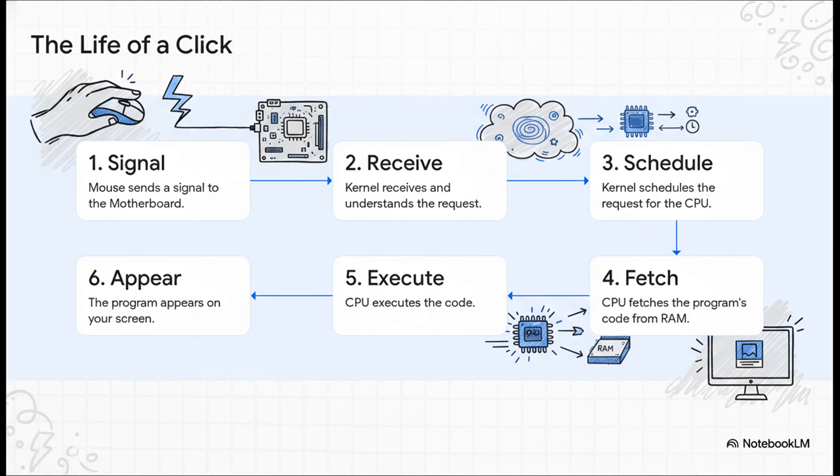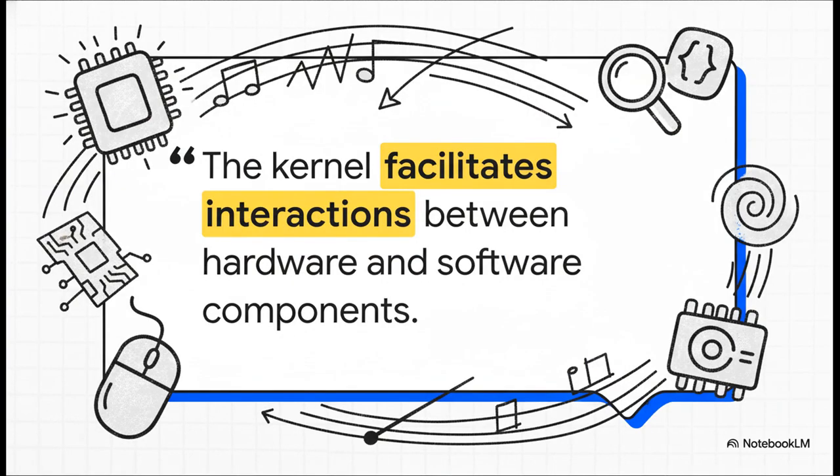The kernel, which is always watching, picks up that signal, recognizes it as a request to launch a program, and shoves it into the line for the CPU. In the very next nanosecond, the CPU grabs the program's code from its workbench, the RAM, and just starts executing the instructions, one after another. And literally, before you've even lifted your finger off the mouse, the result of that entire chain reaction is already appearing on your screen. And that's really the secret, isn't it?